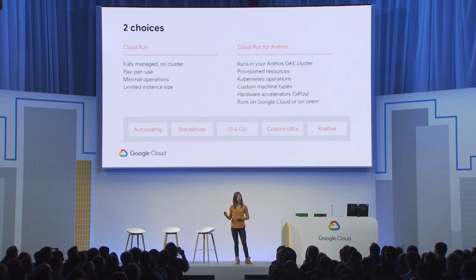image to Cloud Run. Cloud Run for Anthos lets you run containers on GKE as serverless code. So instead of a fully managed infrastructure, you can deploy your code on an existing GKE cluster that you've already created. That way you can have things like custom machine types, use GPUs, and run it on Google Cloud or on-premise. This is perfect if you're already running a Kubernetes cluster and you want to configure specific hardware requirements for your serverless containers.